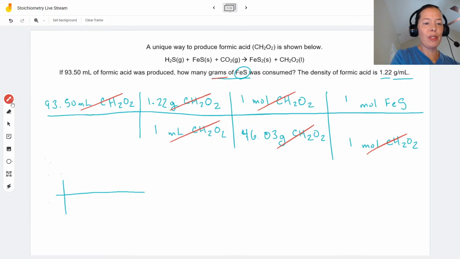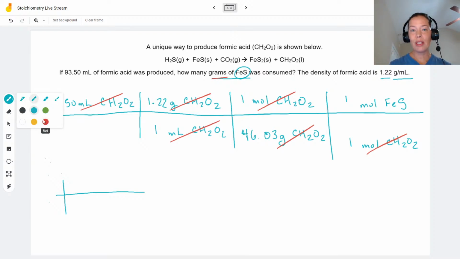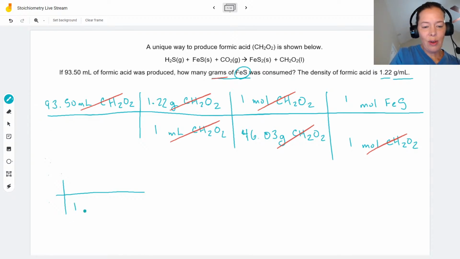And yes, the problem wants grams. So I have one more step. I need to use the molar mass to convert moles of iron sulfide into grams of iron sulfide. So I need my moles to cancel. And let's see, my molar mass is 87.91 grams per mole.